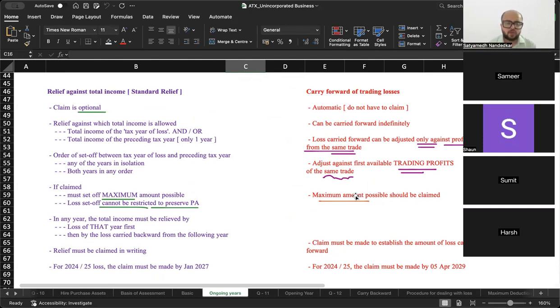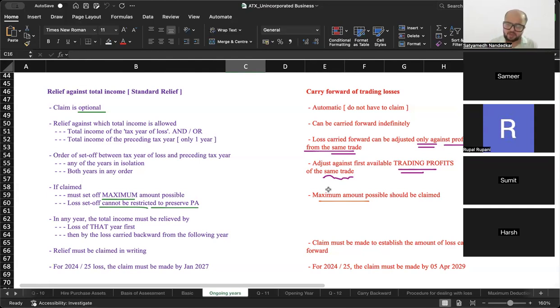Relief against total income is allowed against the total income of the tax year of loss and or the total income of the preceding tax year. So it's not necessary that you have to adjust it against the current year total income only. You can adjust it against the amount of the preceding year as well. And it can be done in any order. It's not necessary that it has to be done current year first and then preceding year. You could do only preceding and not current, only current and not preceding, first current then preceding, or first preceding then current.